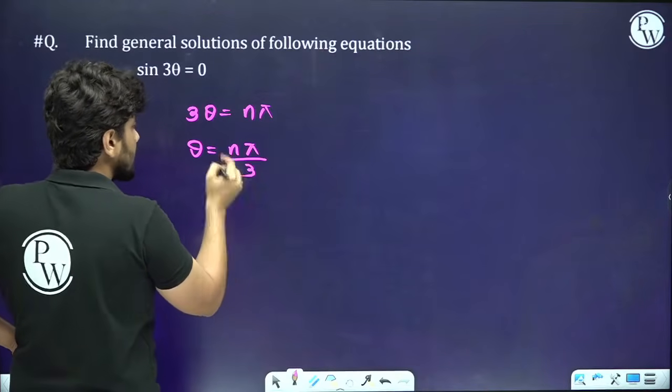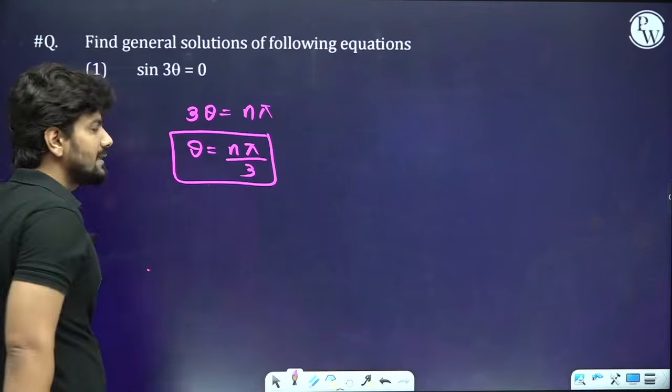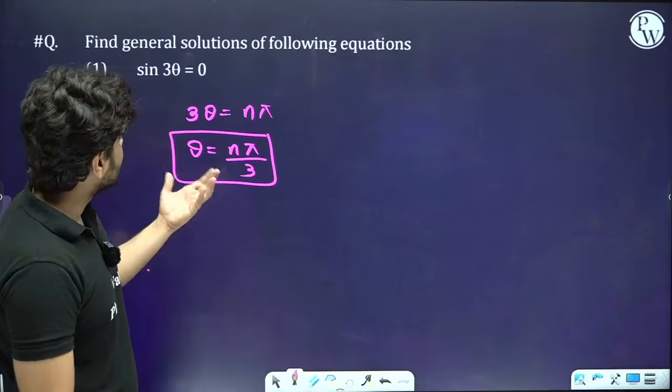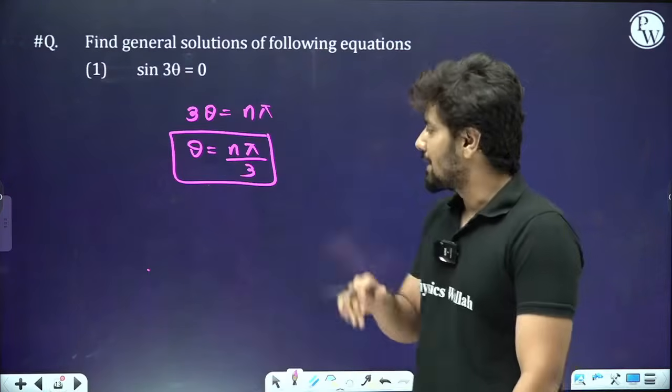If 3 theta is equal to n pi, theta is equal to n pi by 3. Okay, this is the answer. Yes, this is the answer for this question. Okay, let me explain you again.